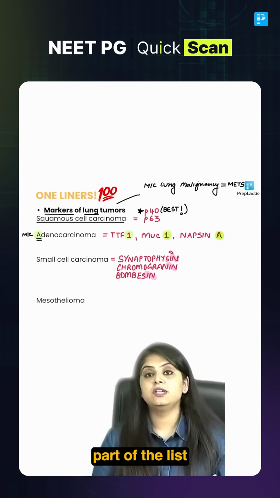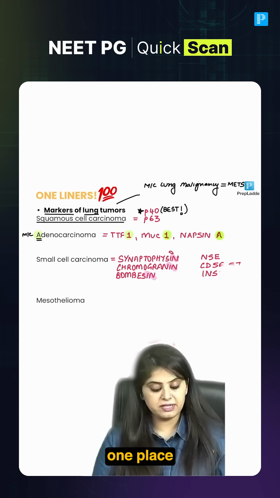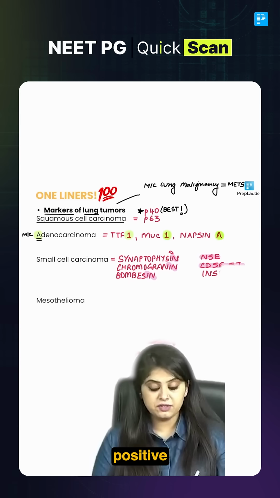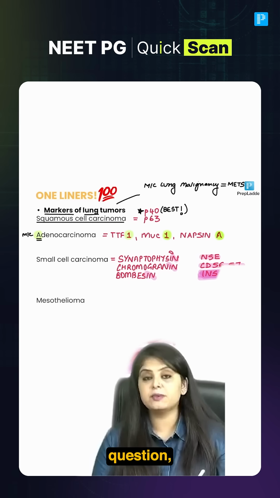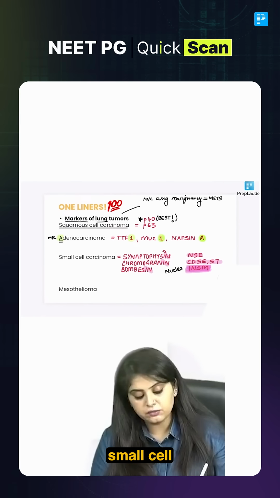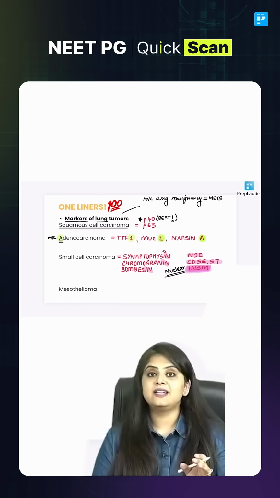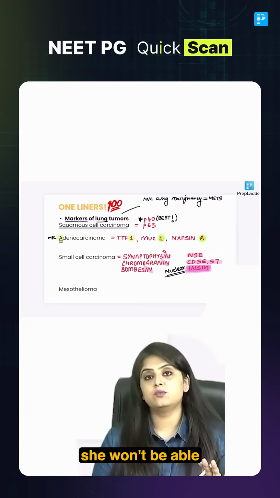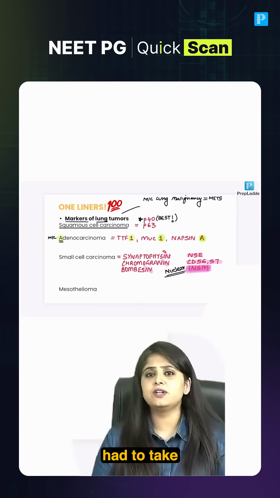Then the next part of the list is all short forms in one place. NSE positive, CD markers like 56, 57 positive, and last year's INI-CET question, which is the nuclear marker for any kind of small cell carcinoma. You know, that time, students, this was a completely googly question of INI-CET. Even for an MD level student, you give this question and he or she won't be able to answer it. So this was something which everyone had to take a guess.